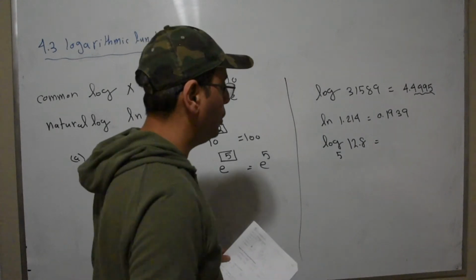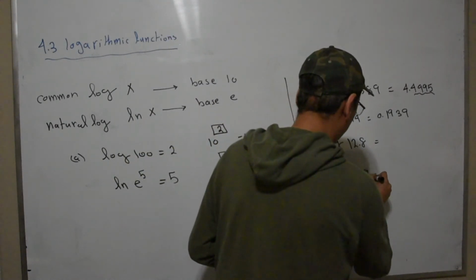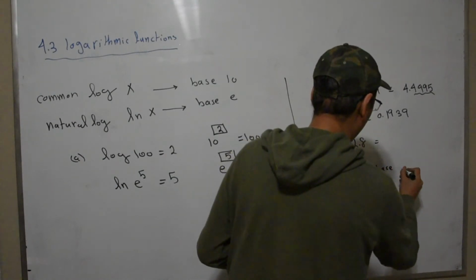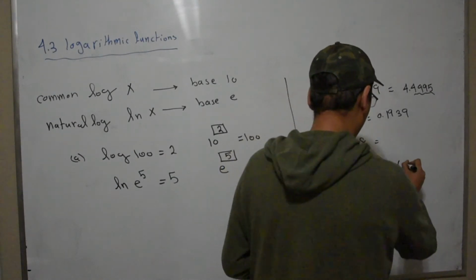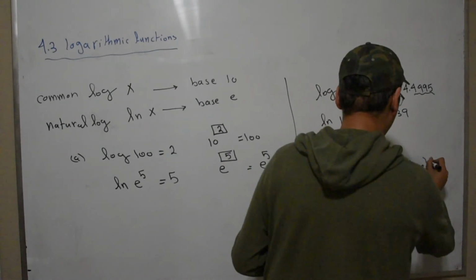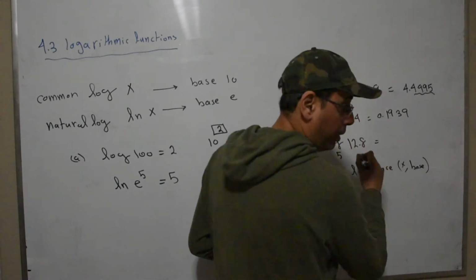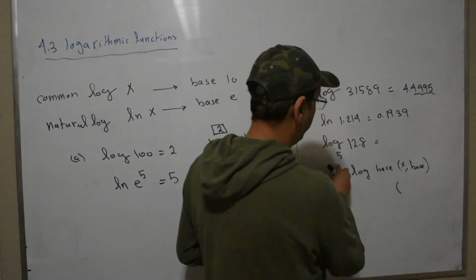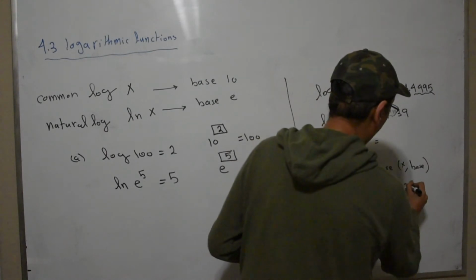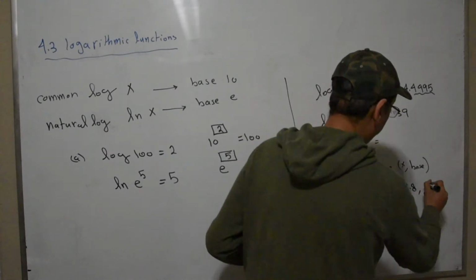In some calculators you can have log base, I think it's called log base, and x goes first, and then the base, I think. So for this one, you type log base, and then we type x first, so 12.8, and then 5.